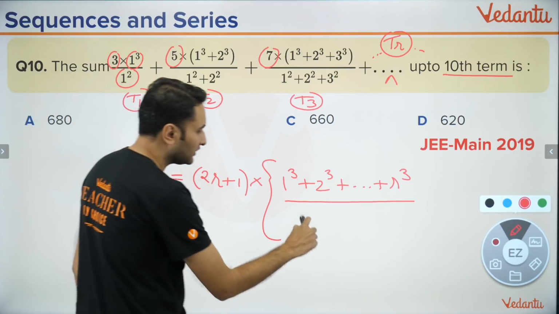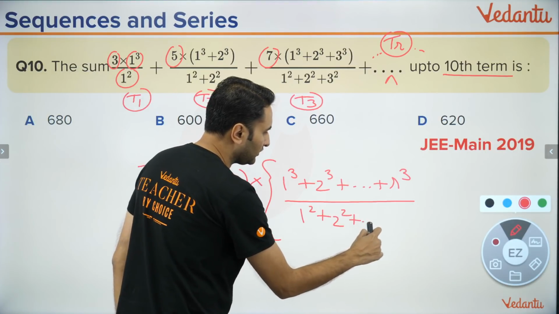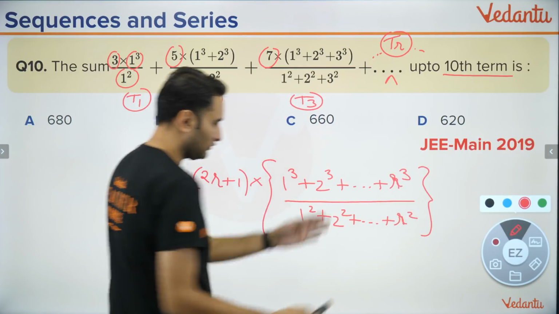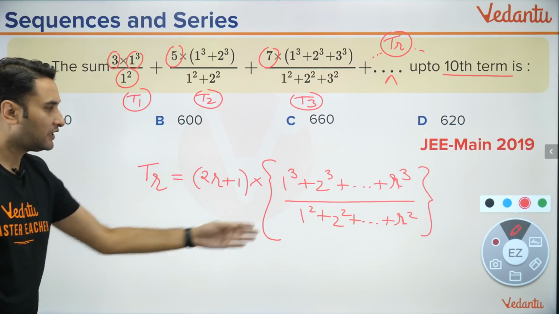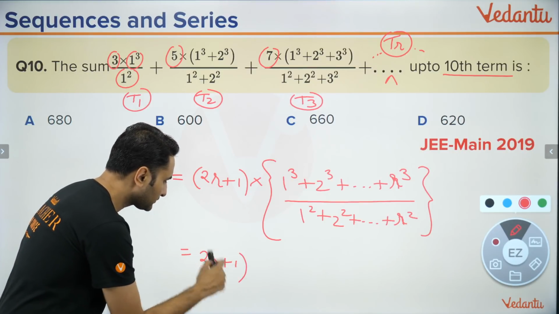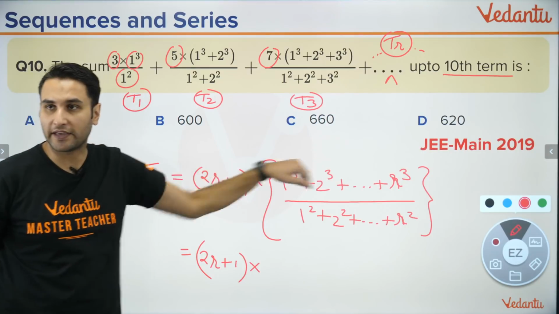डिनोमिनेटर में बच्चों कितना हो जाएगा? 1 स्क्वायर प्लस 2 स्क्वायर प्लस r स्क्वायर. अरे we know the formula of this. Simplify, हमें तो इसके फॉर्मूले पता है. So can I write this as 2r plus 1 into, यहां तक समझ में आ गया? All of you got it?